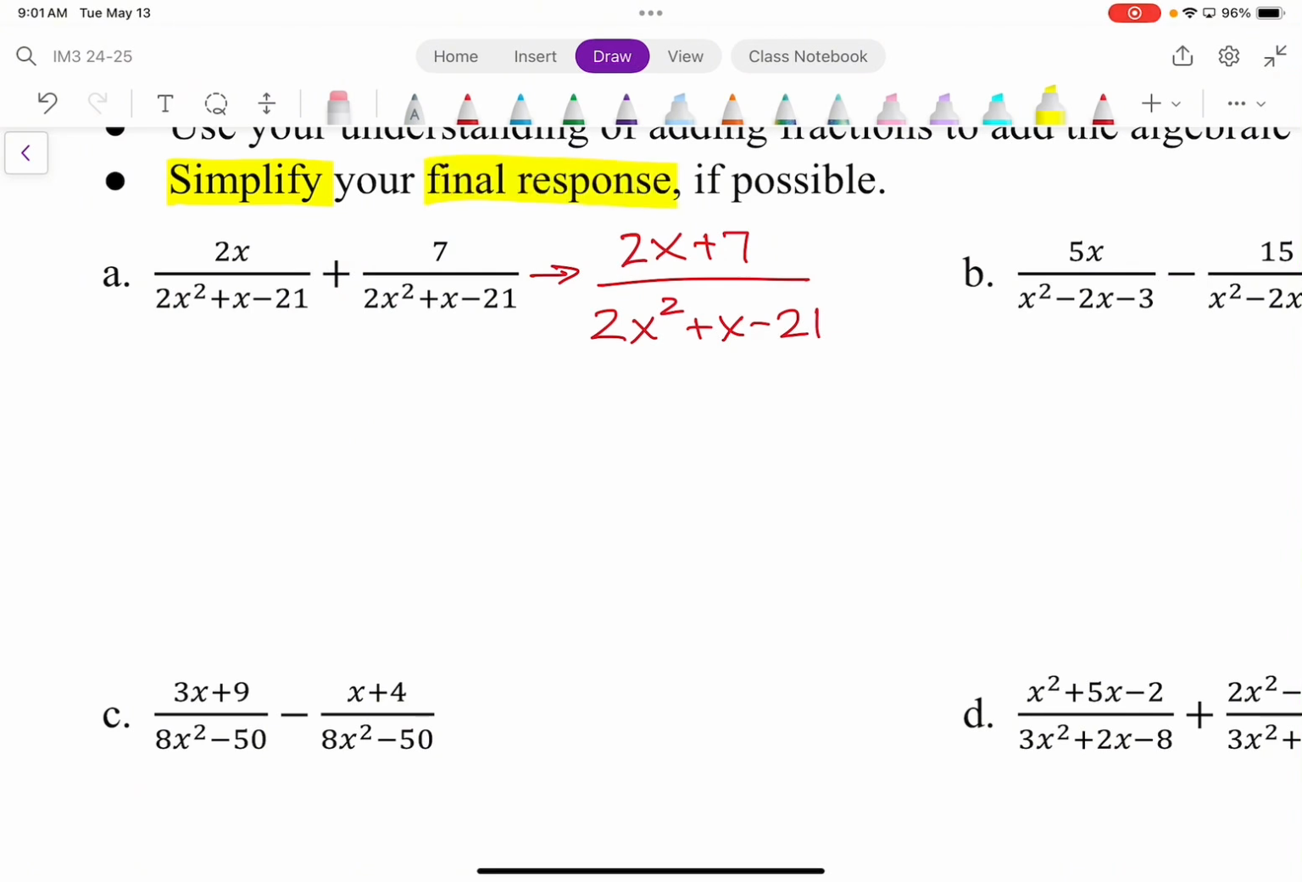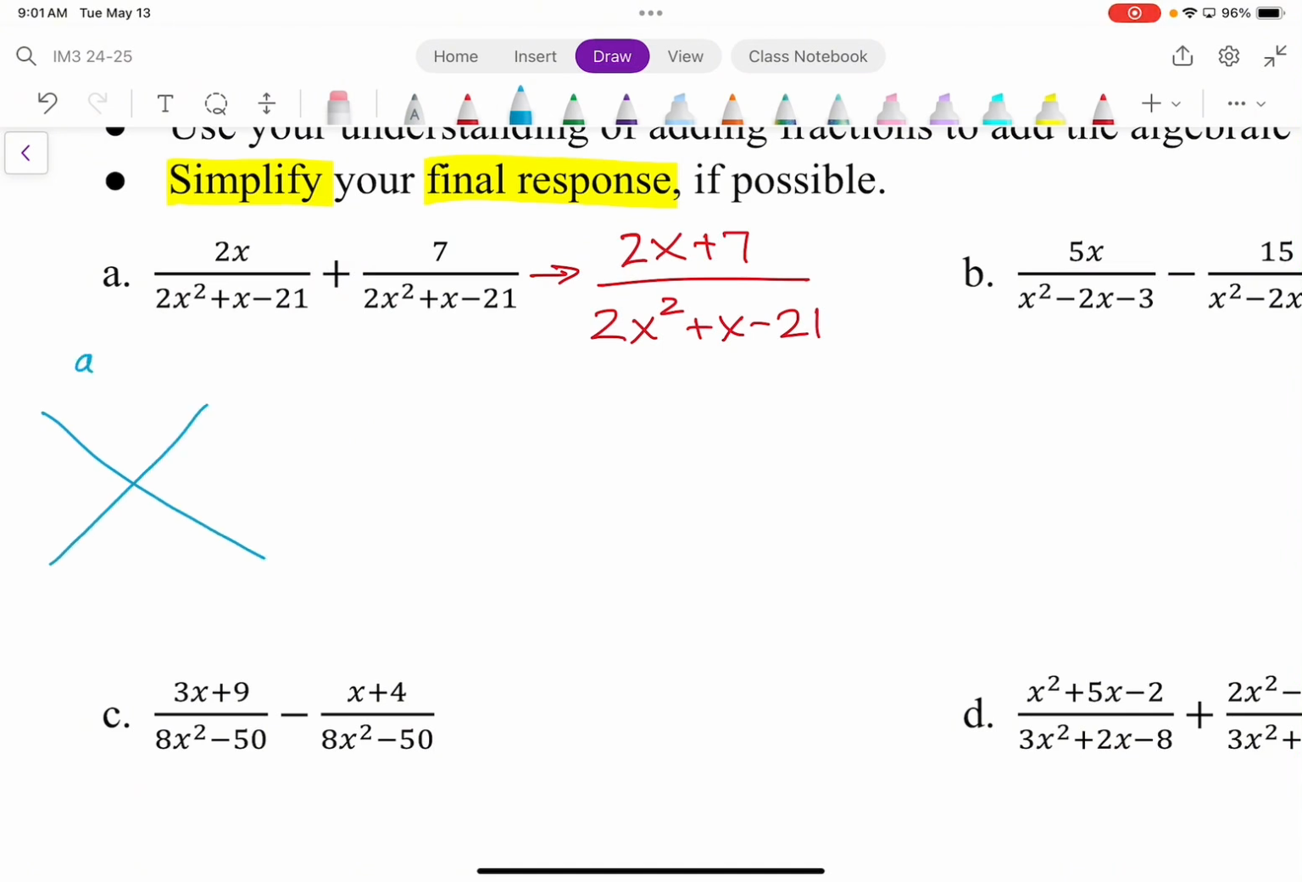So look at 2x plus 7. Is 2x plus 7 factorable? Can we do anything with 2x plus 7? Like, is there a factor we can take out of 2 that also goes into 7? No. However, look at the bottom, 2x squared plus x minus 21. We are going to use the Xbox method to factor the bottom. So let's go ahead and do that at this time.